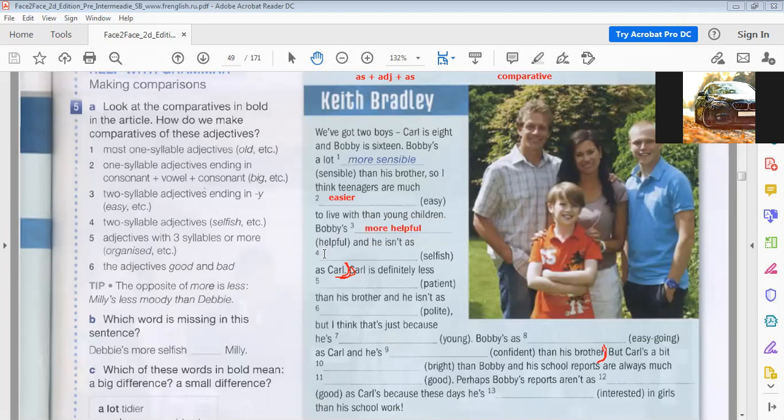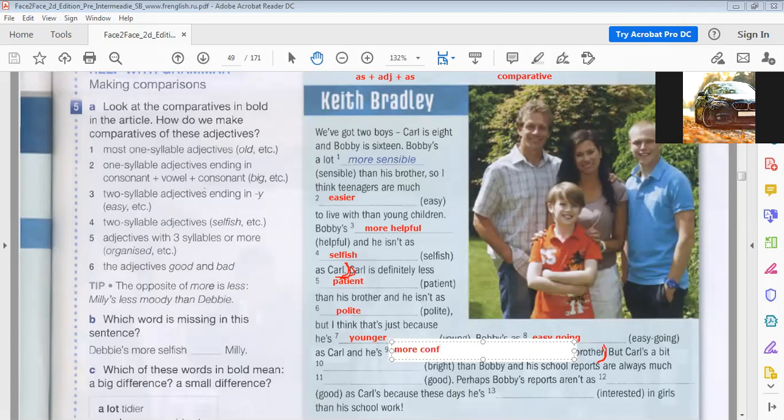He isn't as selfish as Carl. Nice. Okay, Manan, you can finish. Carl is definitely less patient than his brother, and he isn't as polite. But I think that's just because he's younger. Bobby's as easygoing as Carl, and he's more confident than his brother. Yeah, I think we need more.